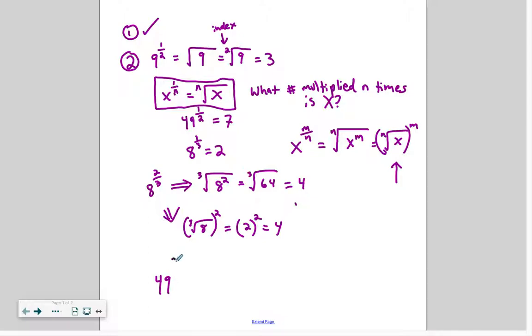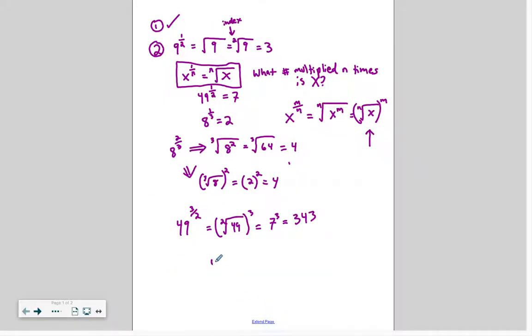49 to the 3 halves. Let's make things smaller before we make them bigger, which means we do the square root of 49 and then raise the result of that to the 3rd power. The square root of 49 is 7, so this is 7 to the 3rd, which is, oh man, that's a big number. I think it's 343? 343, that seems right to me. Okay, 343.